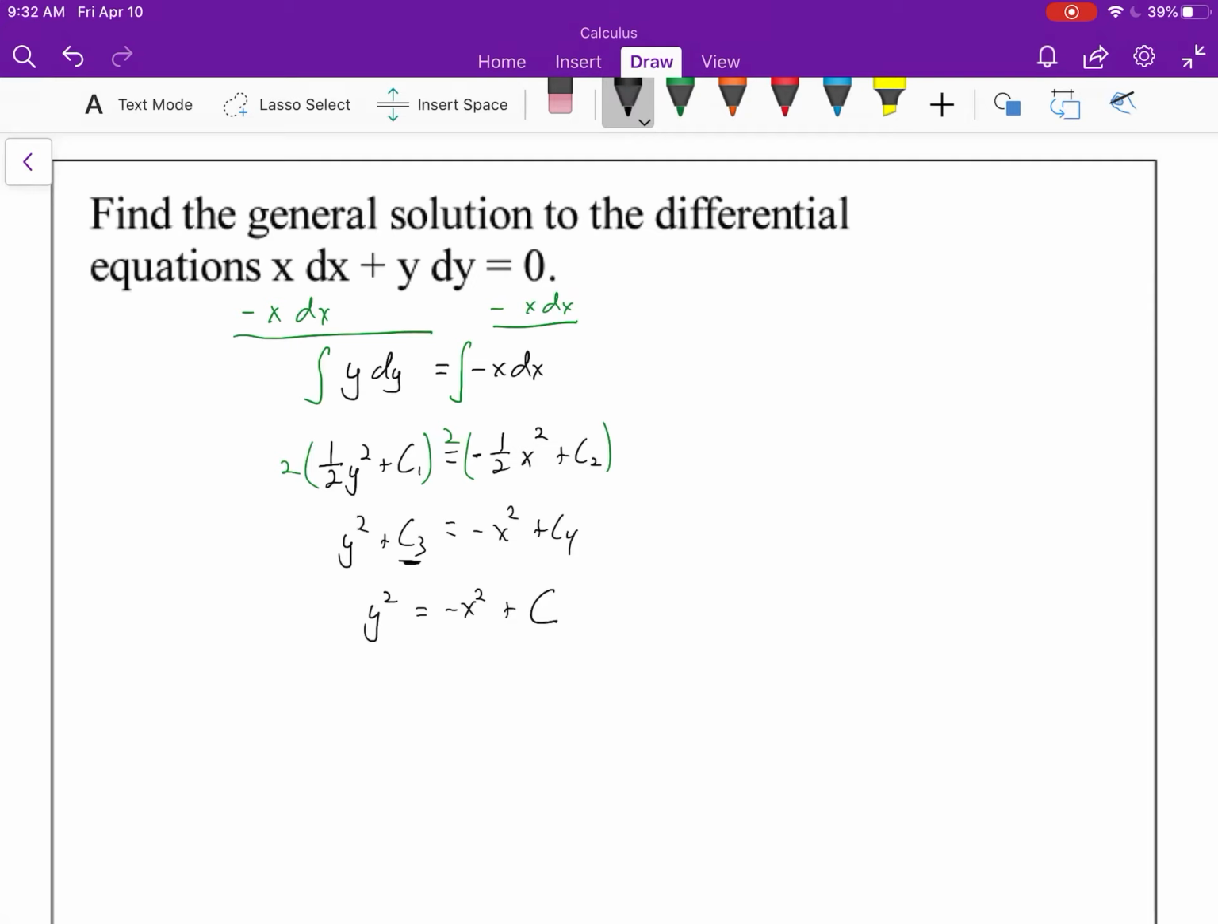We really recognize this as a circle because we have an x squared and a y squared. We can bring the x squared over to one side, add x squared to both sides. We have x squared plus y squared equals c. So this is a circle centered at the origin with the square root of c as the radius. And that's the solution. We could solve for y and get two different equations, but there is our answer.